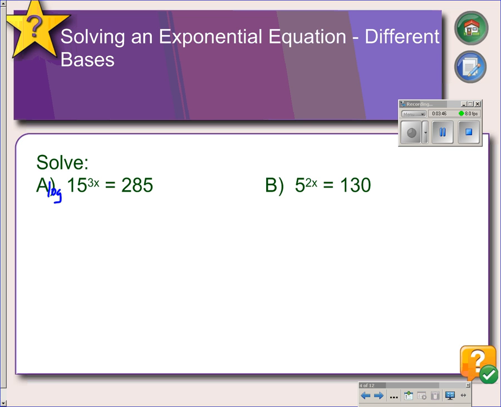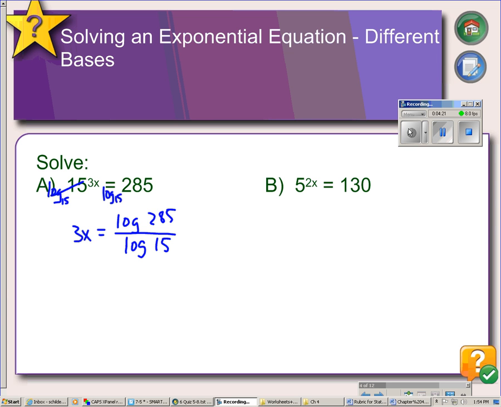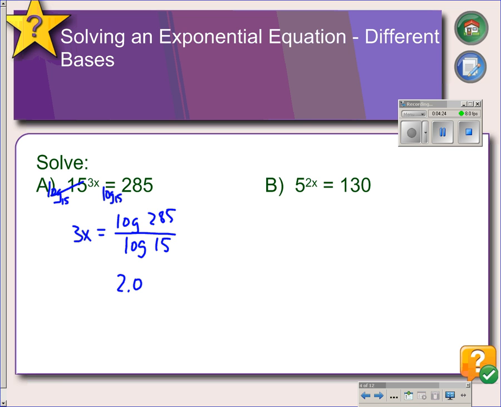So if we put log base 15 here, the base 15 on the log will cancel with the base 15 that has the 3x on it, and that just leaves us with 3x. Anything you do on the left side, you must do on the right side, so we put in a log base 15 on the right. This right side we have to calculate using the change of base formula. So that's log 285 divided by log 15. That equals 2.087. Make sure you carry it out to 3 decimal places.